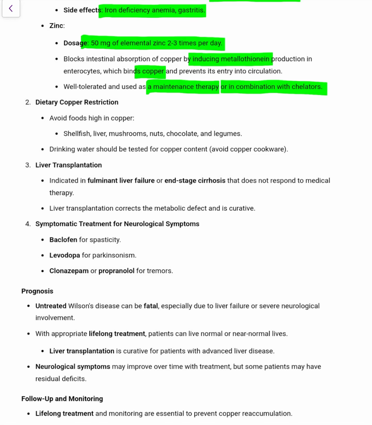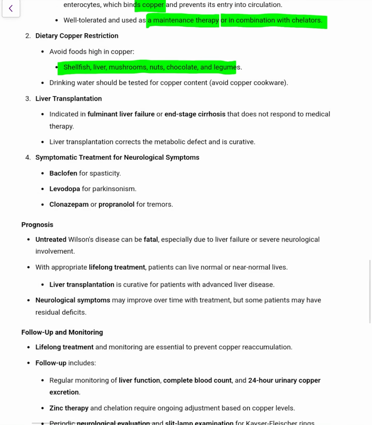Dietary copper restriction has to be done. We have to avoid foods with high copper like shellfish, liver, mushrooms, nuts, chocolates, and legumes. You have to test the drinking water; it should be low in copper content. And you have to avoid copper cookware.